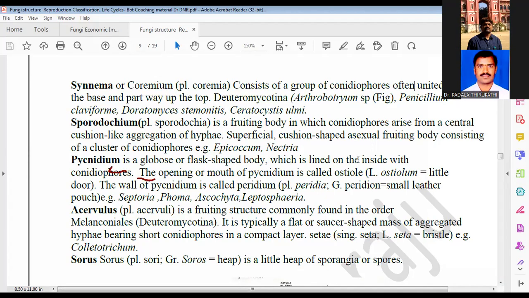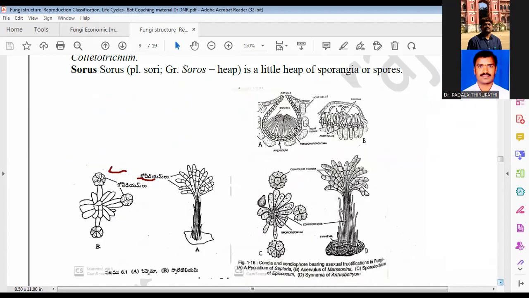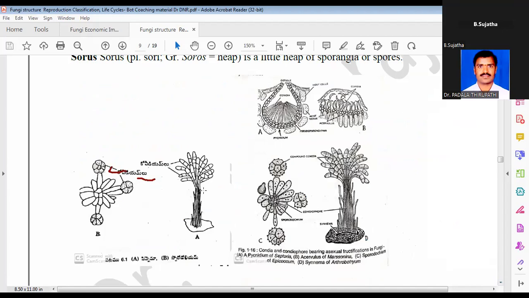And you know the sporodochium. I will show the pictures so you can understand easily. Cushion-shaped fruiting bodies. You see here, the coremium is like a broomstick. That is the coremium fruiting body. And sporodochium, you see the cushion-like structure. In the middle it has the cushion, and at the tip it has ball-like spores. That is sporodochium. And then you know the pycnidium.